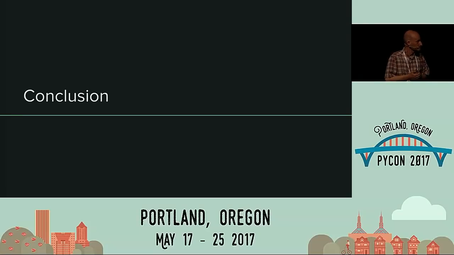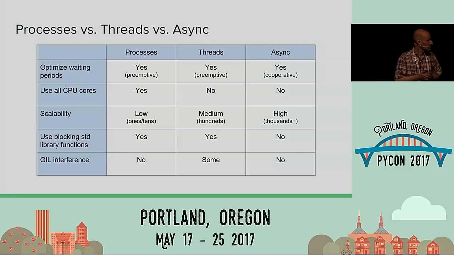So I'm going to summarize this with a little table. And this is probably going to be surprising to some of you. So this compares processes, threads, and async on a number of categories.